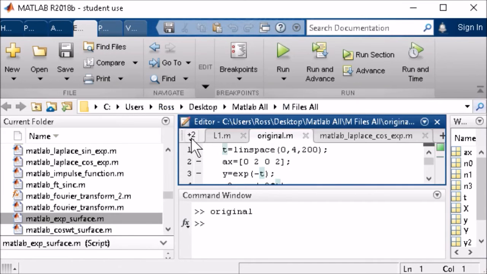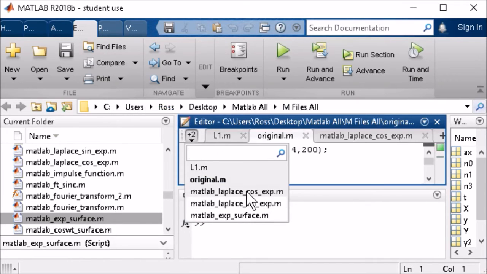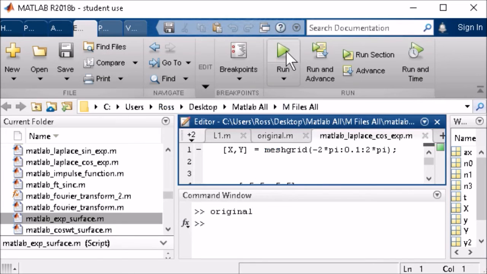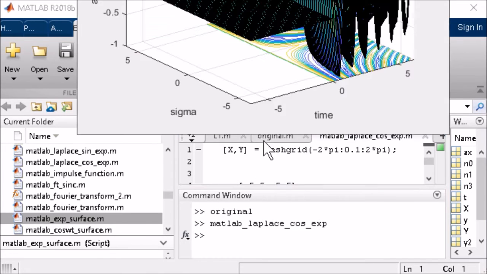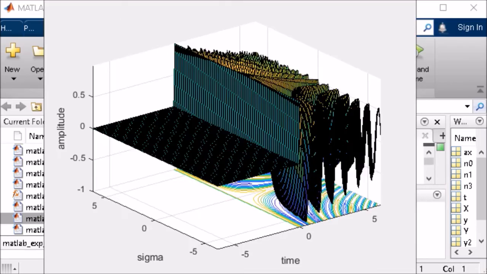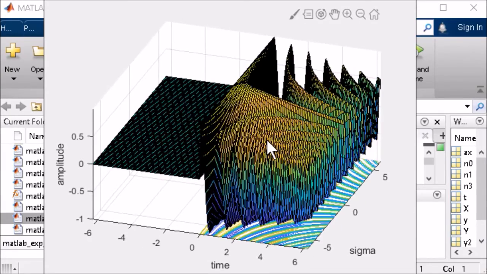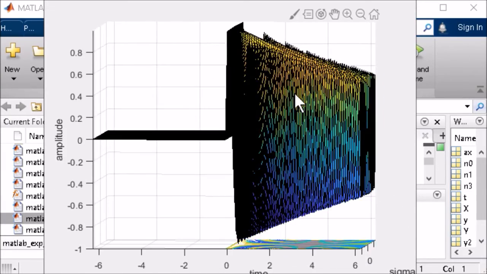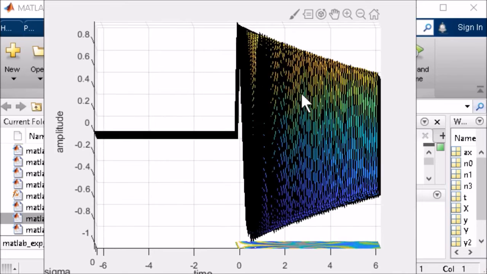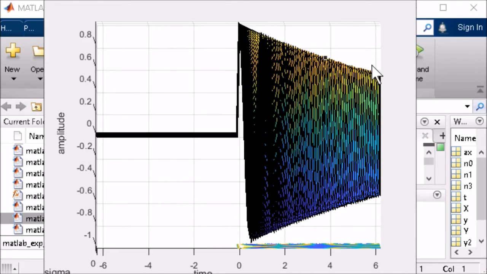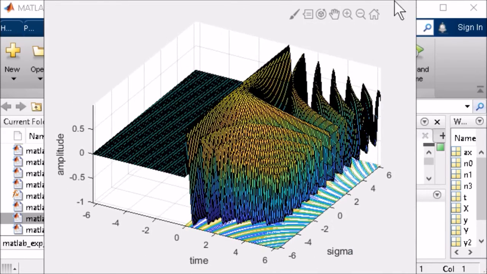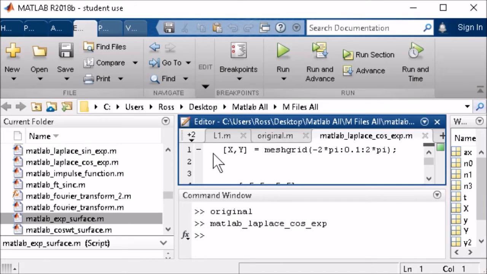So we can also go in and look at the cos omega t surface that's been modulated by the exponential, and this gives us our function here. So you can see that we have our cos omega t surface, but you can see the modulation here with the exponential, and that's the exponential modulation here. Now we can go ahead and have a look at the sine surface as well.